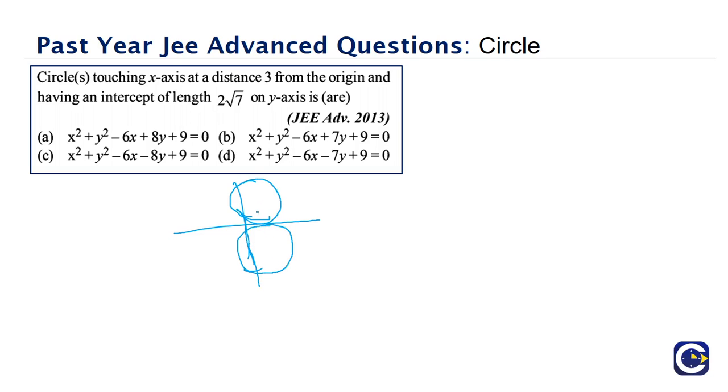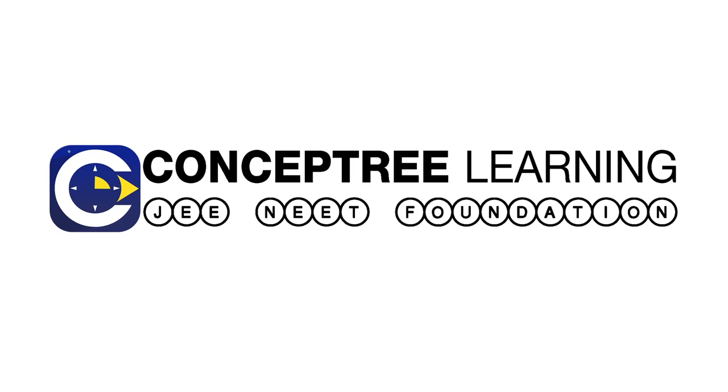If you consider this distance, this will be 3 and this will be 4. This is the point (3, 4). So the equation of the circle is (x - 3)² + (y - 4)² = 4², or (x - 3)² + (y + 4)² = 4², which will give me options A and C. So the answer for this question is options A and C. With this we conclude the first part of our video. We'll get back to the second part. Thank you.